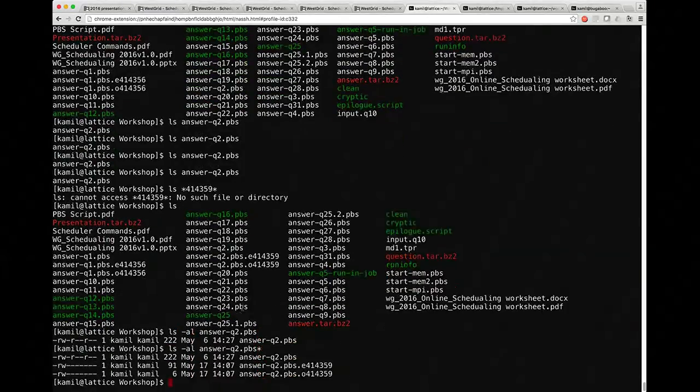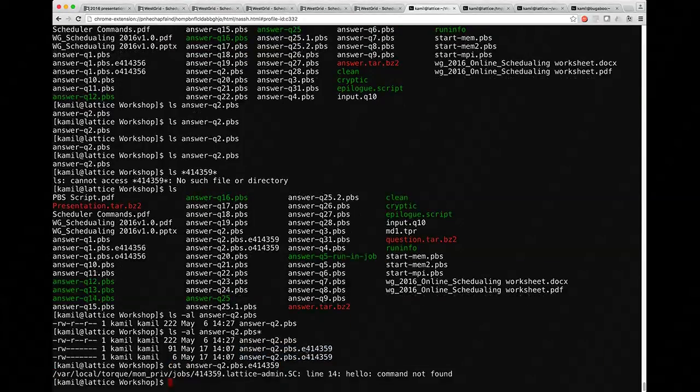Oh, there we go. It's taken a few seconds, but now it created files. If we look at the output files, we'll see now that there is something in the error file as well as in the output file. So there's an error line, and it says command hello not found. We expected that there would be an error here.